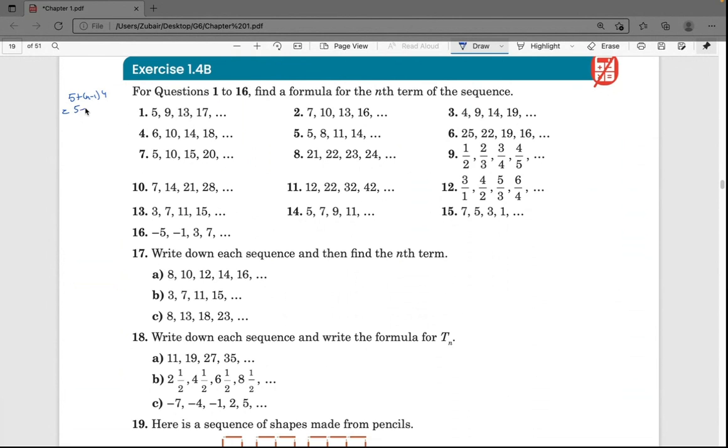That will make it 5 minus 4 plus 4n. So this is 1 plus 4n. Now quickly check if it is correct. I'm plugging in 1. So 4 one time is 4, plus 1, 5. Now we plug in 2. 4 two times is 8. 8 plus 1 is 9. So this is correct.